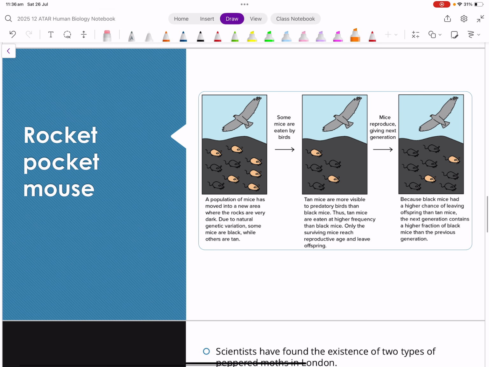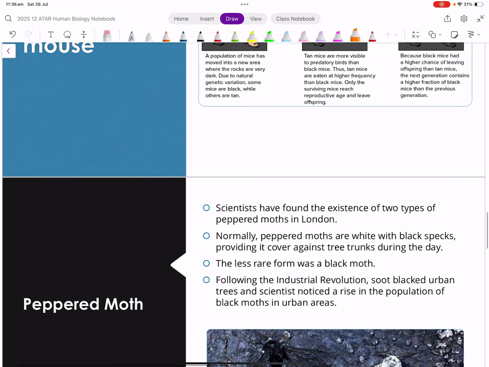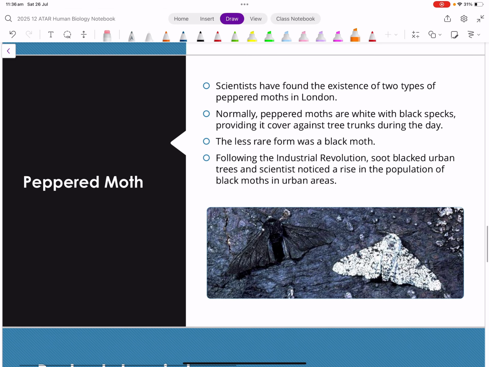As we move down, another example is the rocket pocket mouse. Now, this is a particularly nice case study. I'm not going to dive into it right now, but if you want, you can pause and have a read there. The final one that we have spoken about previously is the peppered moth.